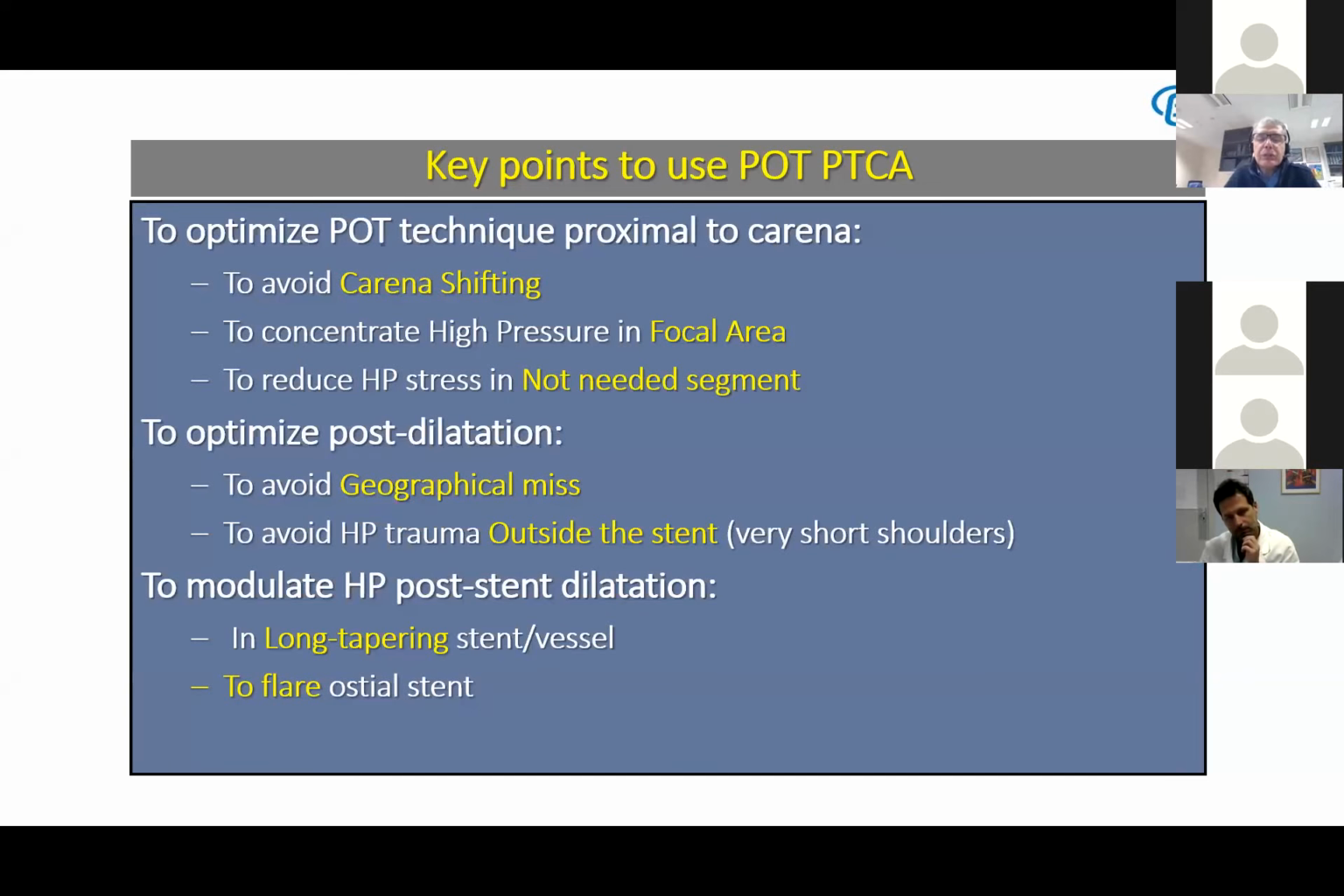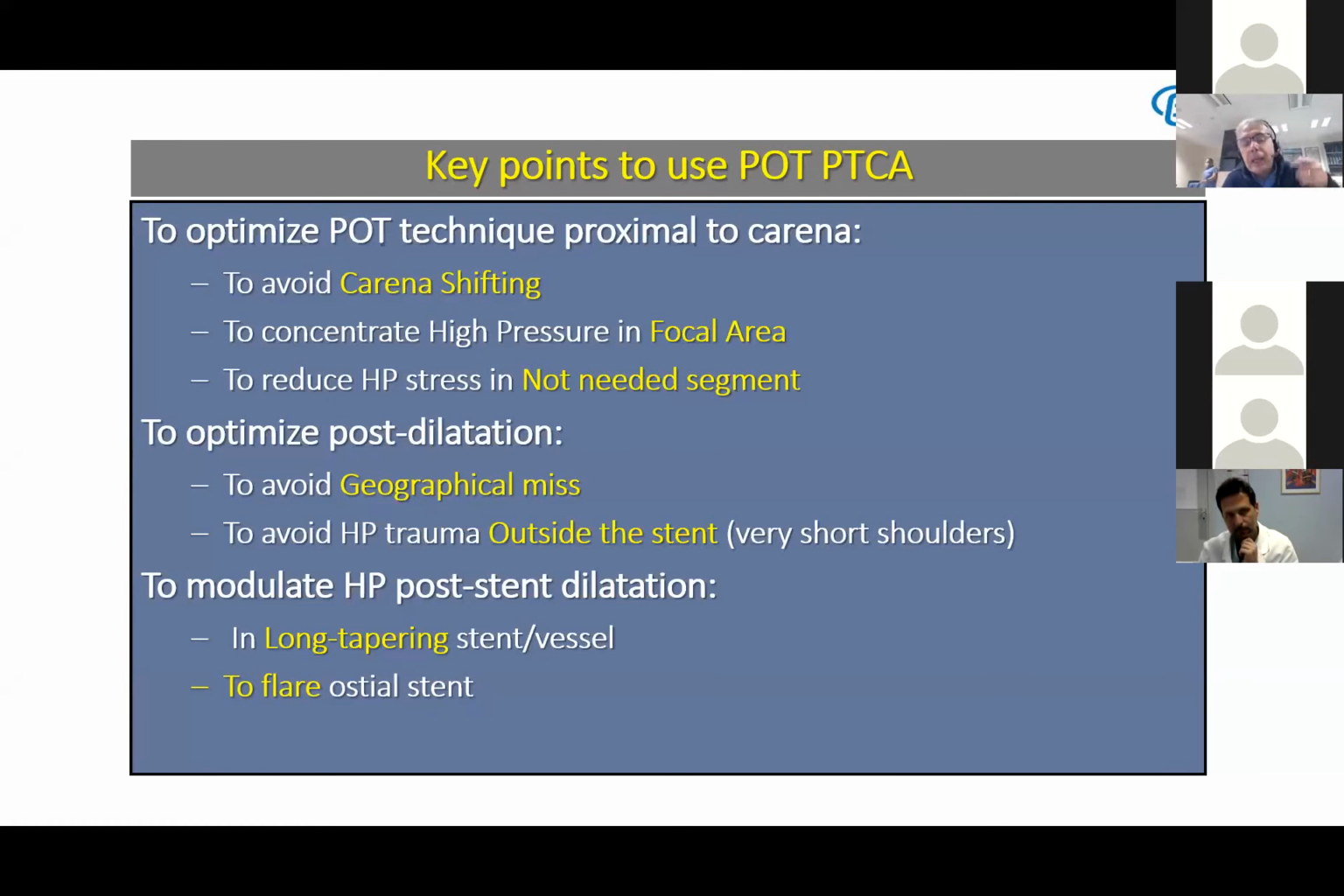and to avoid the high pressure trauma outside the stent, especially due to the very short shoulder, and also to modulate high pressure post-stent dilatation. In my mind, in very long stents, it is possible to perform a sort of tapering, changing the diameter of the short balloon.